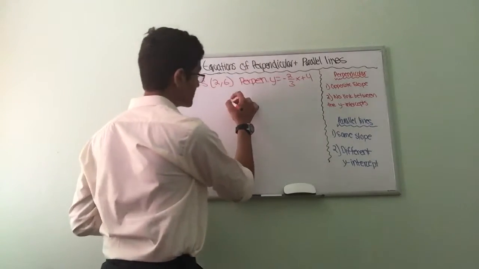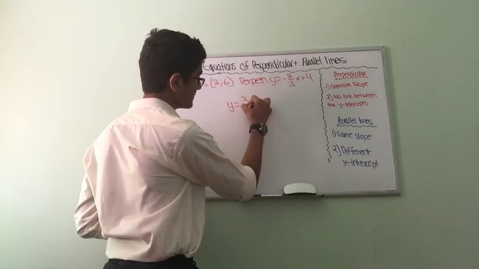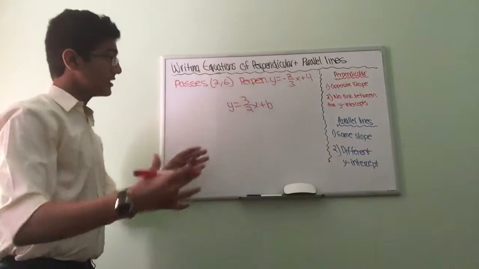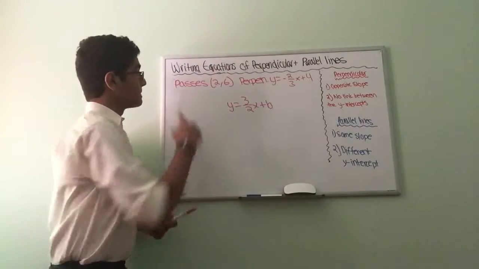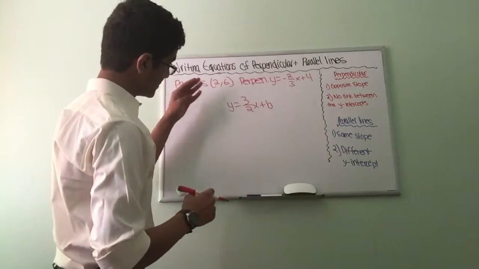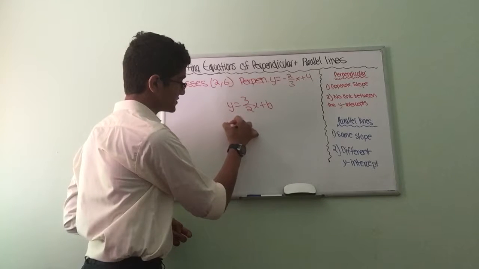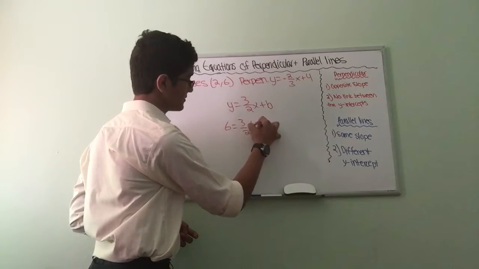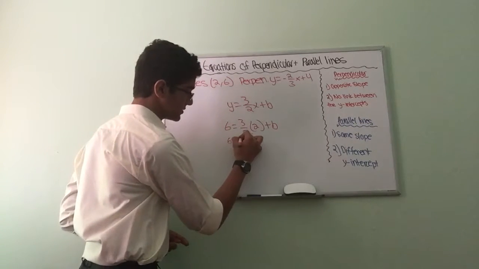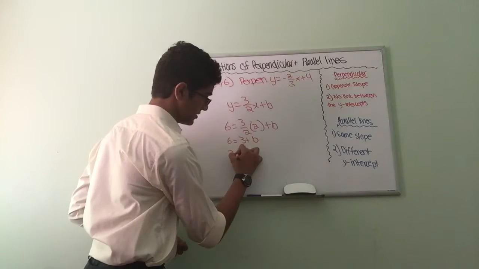So the perpendicular line to start out with would be y equals 3/2 x plus b. But then the question is also saying that the perpendicular line passes through the point (2, 6). So what you would do here is you would plug this point into this equation. So you would get 6 equals 3/2, and then plug in the x value of 2, plus b. 6 equals 3 plus b, and 3 equals b.